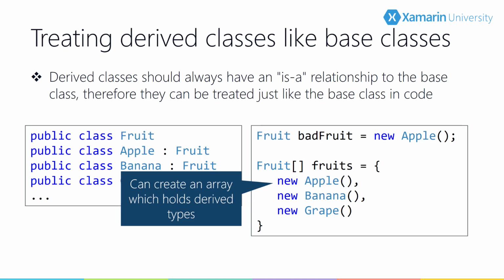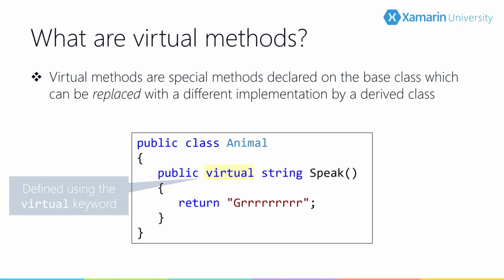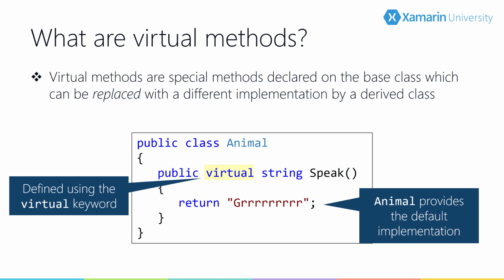Now, what I cannot do is something like this. I can't say apple bad fruits equals new fruit because a fruit is not an apple. Fruit does not derive from apple, so I can't store a reference of fruit inside of apple. Same being if I create an array of apples, I can only store apples inside of them. I cannot put bananas and grapes. Now, when you create base classes, we can define methods as being virtual.